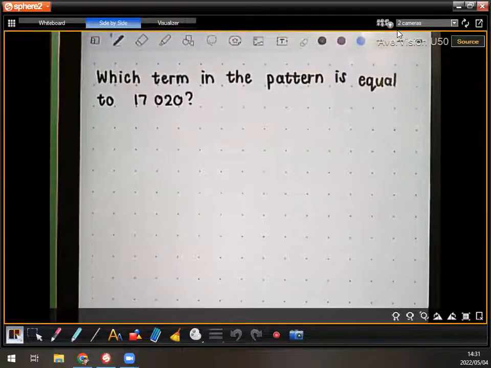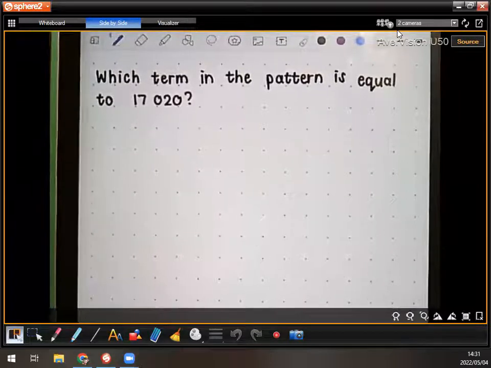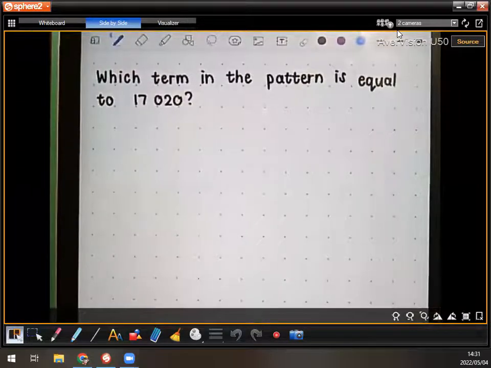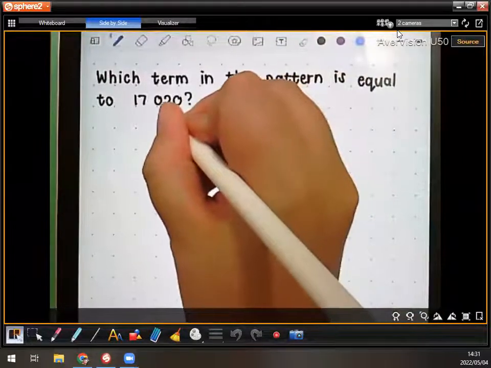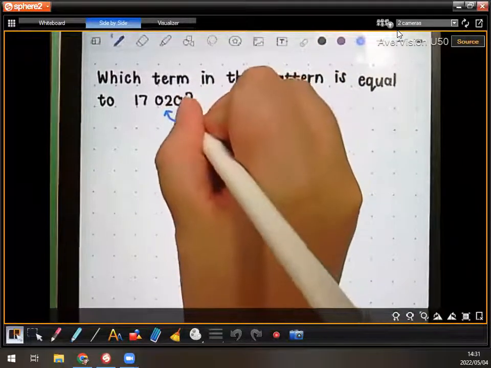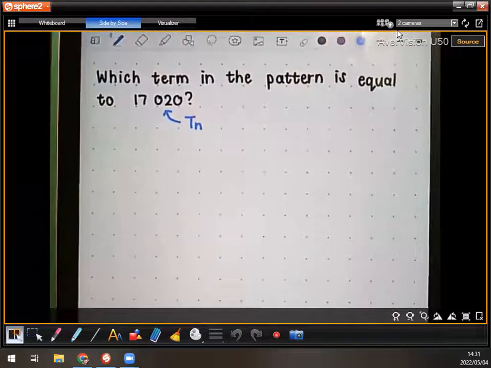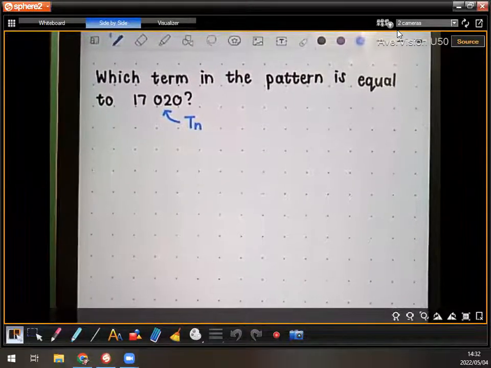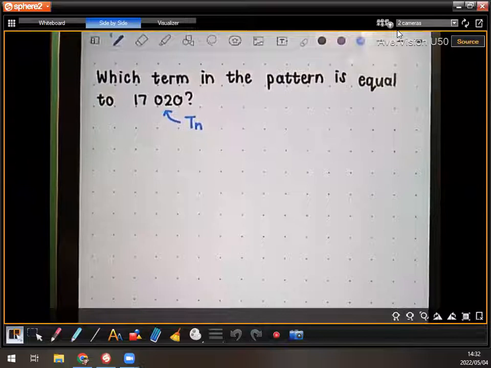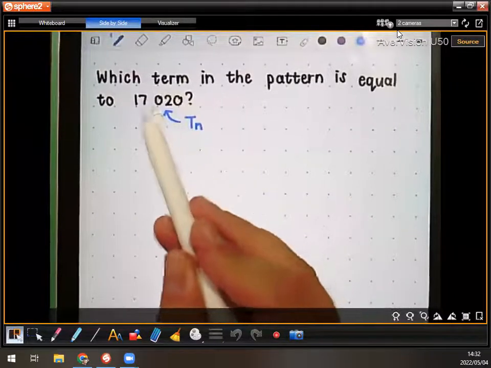We have done questions like this before, where they're asking you which term is equal to a specific number, and then we always make that number equal to Tn. Right, so if they're giving you an actual number that's in that number pattern and they're asking you which term it is, you need to find out what the term number is, and the term number is always n. So what we're going to do is make our formula that we calculated equal to this number.